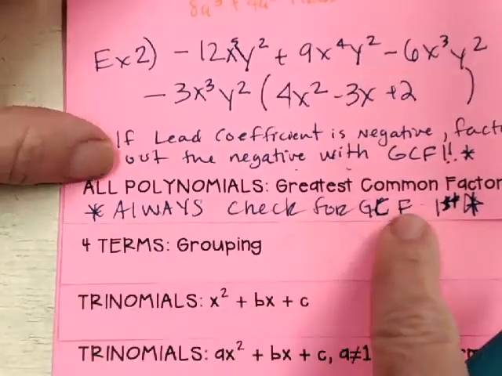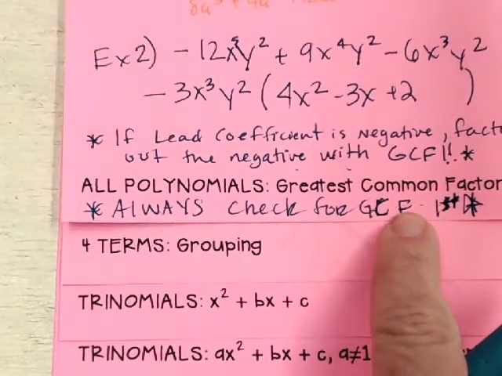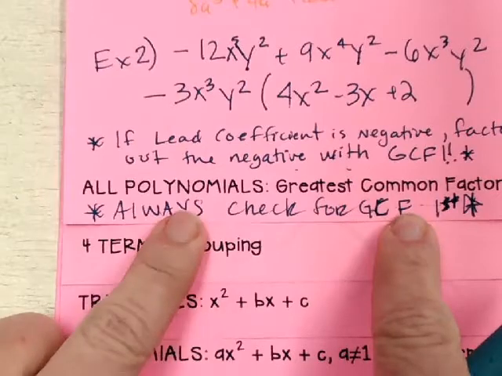Always check for that greatest common factor first. Every time, no matter what kind of factoring you know you're going to be doing, you check for that greatest common factor first.